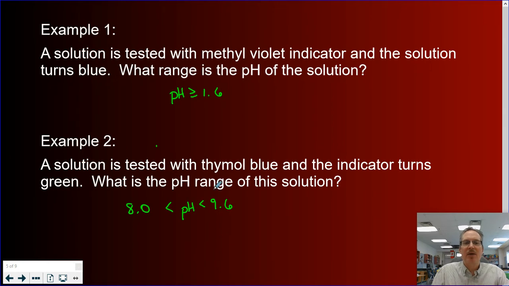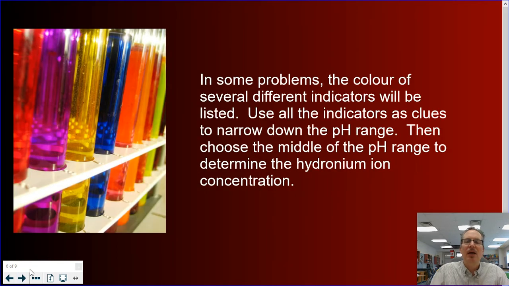Beautiful. And by the way, when I go to mark this, you would get 1 mark for writing this. Down here, I would make this out of 2 marks. You get a mark for telling me pH is less than 9.6, not including 9.6, and pH is greater than 8.0, not including 8.0. So this one's a little bit tougher. You'd get more marks for it.